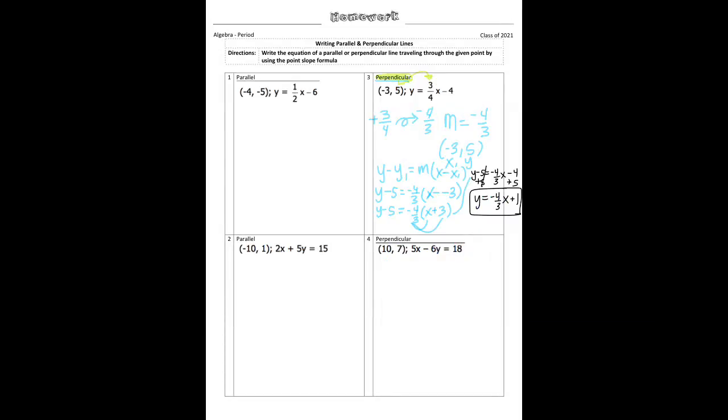Okay, so this, along with what we did for our do now, should be more than enough example for you to do problems 1, 2, and 4 on your own.